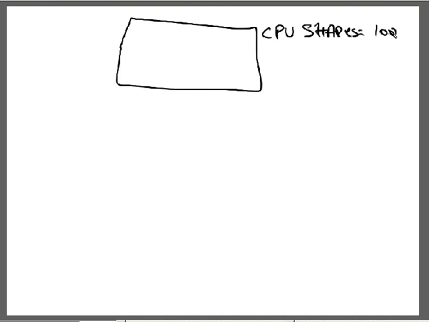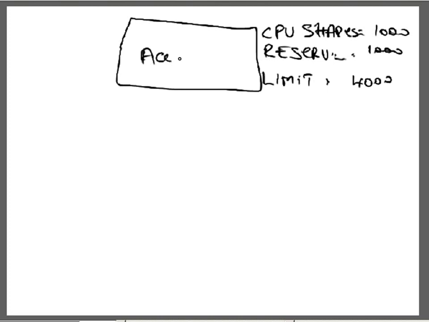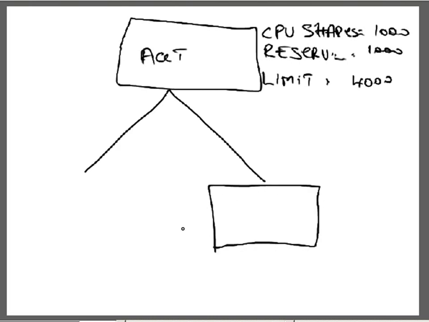The reservations are also 1,000, and the limit or the cap is 4,000. Let's say this is the accounting resource pool. Now, let's break this down into 2 child resource pools, again for the accounting department, but one of them is going to be for production, and the other one is going to be for test VMs. So we're going to call this one test, and this one prod.